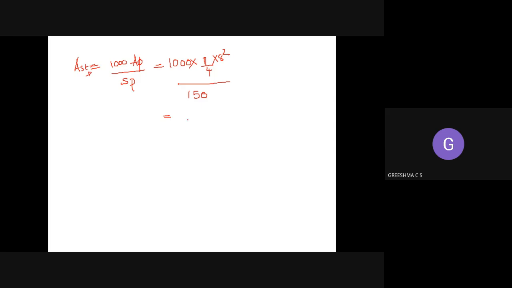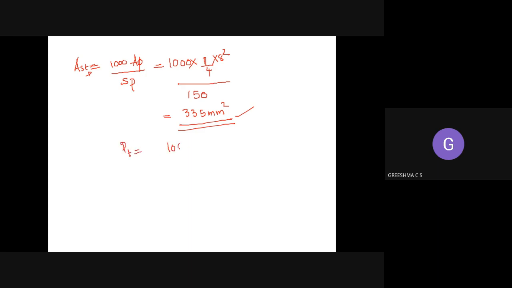So how much is AST provided? Tell me. How much is the value? So this will be around 335 mm square. Are you getting this? Okay, 335 mm square. Very good. Okay, so AST provided is 335 mm square. So this is what we have to give for PT.